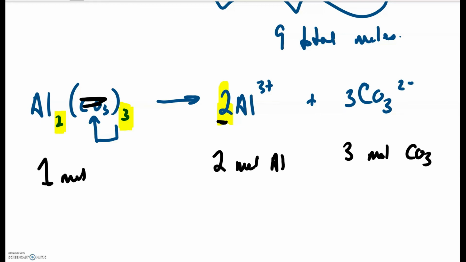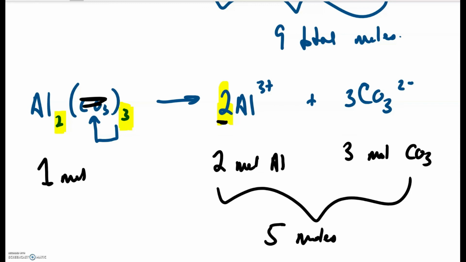So how many total moles would we get? 5 moles total. And that's all you do. So take that for a spin, please.